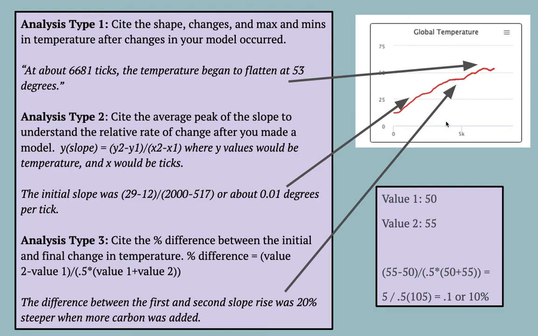Now, there's 3 types of analyses that you can use today with your solutions. The first is just citing the shape and changes, the max and the mins in your slopes. So you can read this as an XY scatter plot, where X is going to be time and Y is going to be temperature. You can use the slope of different sections of your graph to approximate the rate of change. And that's always going to be y2 minus y1 over x2 minus x1. And it's really easy to find those data points, especially at places where you make changes. And you can also look at percent difference. And that's where you take the difference between 2 values and you divide it by their average.